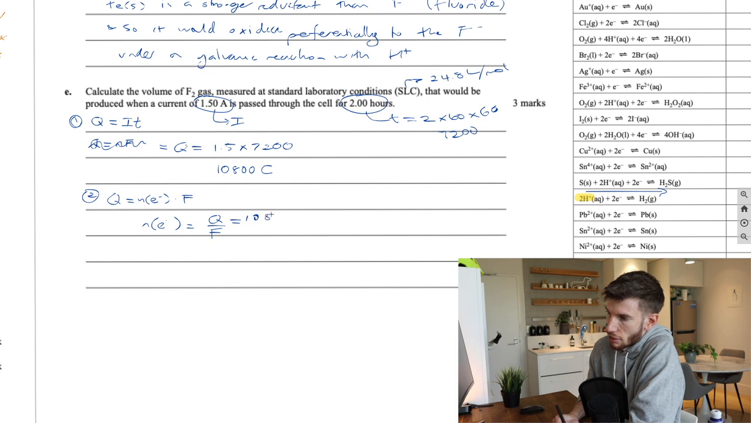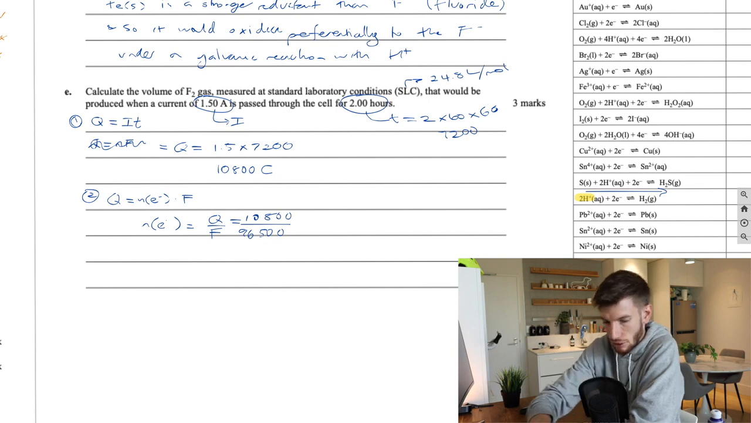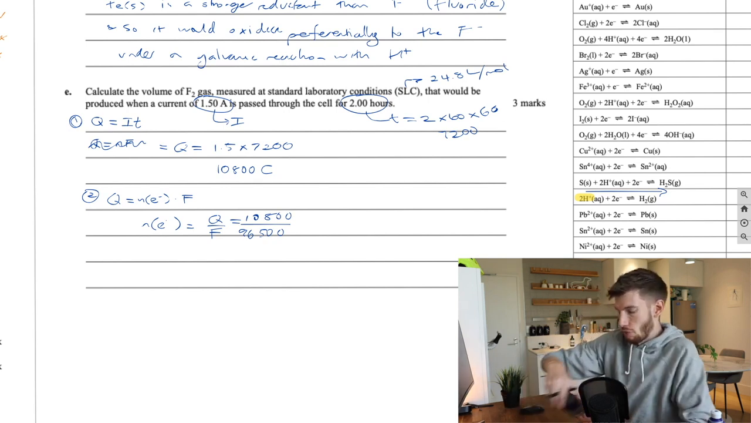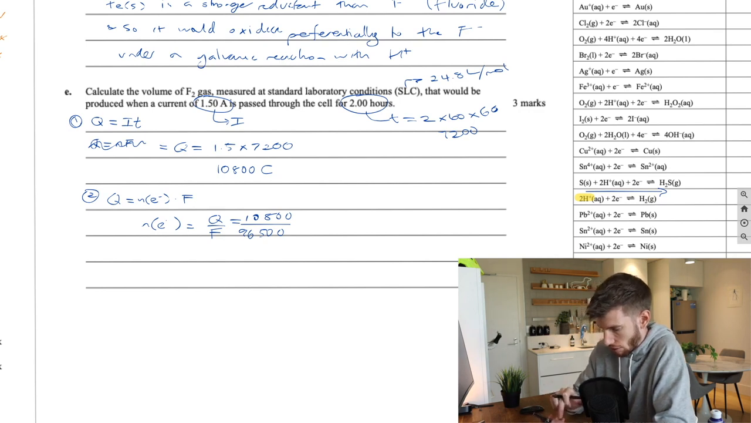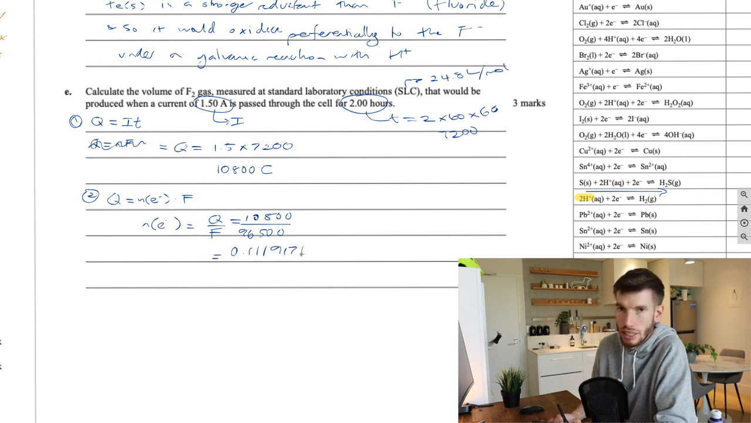So 10,800 divided by 96,500 for that one there. And I'll just use my iPhone calculator because I'm going to be lazy about it. And let's see, 10,800 divided by 96,500. There we go, gives us 0.119171. So again, don't round intermediate numbers, make sure you carry them across.